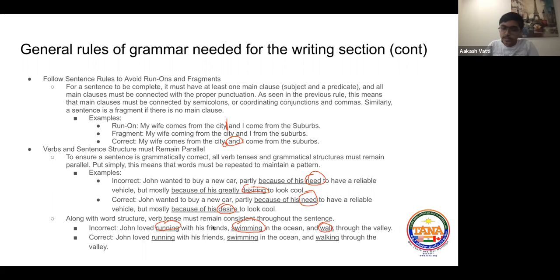The correct version of this would be: John loved running with his friends, swimming in the ocean, and walking through the valley. This is correct because all three of them have the same, I guess, the verb tense is the same. Running, swimming, and walking all have the same verb tense.